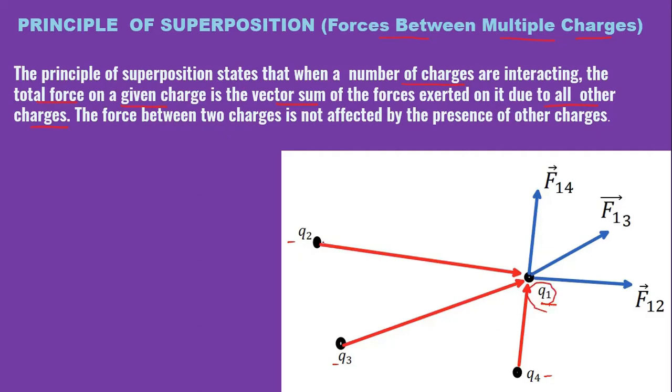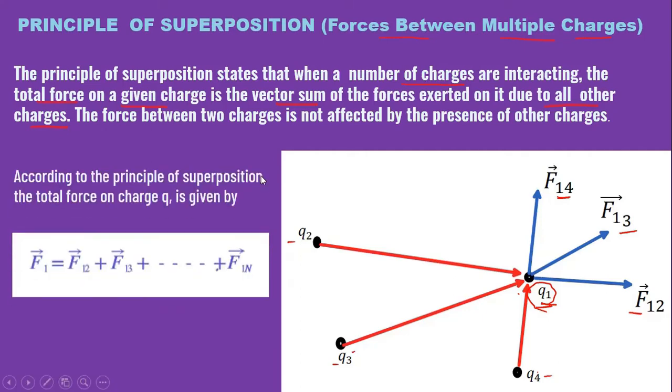Q2 will be exerting a force on Q1 in this direction, denoted by F12. Similarly, Q3 will be exerting a force on Q1 which will be F13, in this direction. Now Q4 will also be exerting a force on Q1 in this direction, that is F14. So if we want to find the total force on Q1, according to the statement, it will be the vector sum of F12, F13 up to F1n. Whatever forces are acting on Q1 have to be added vectorially. Mind it, vectorially they have to be added, not algebraically.